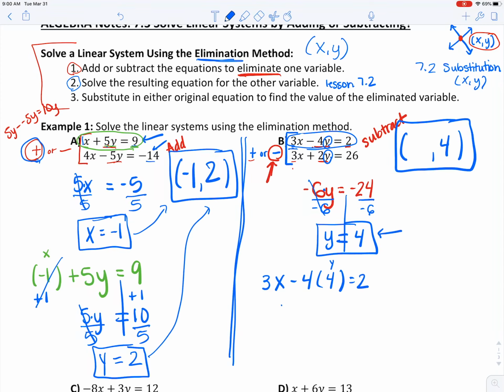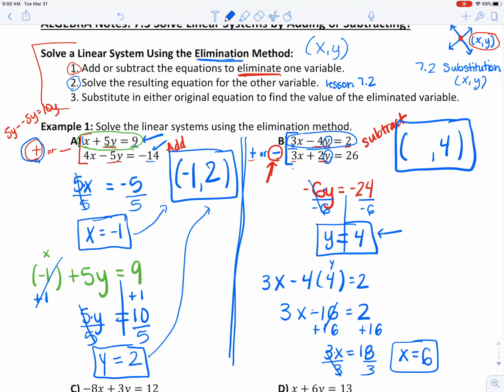Okay, negative 4 times 4 is a negative 16. So now we have 3x minus 16 equals 2. Opposite of minus 16 is plus 16 on both sides. So now we have 3x equals 18. And how do you get rid of 3 times x? You divide by 3. So x is equal to 6. All right, so that is the second part of our answer. We would plug in 6 right up here for x. So this is our answer, the coordinate point 6, 4.